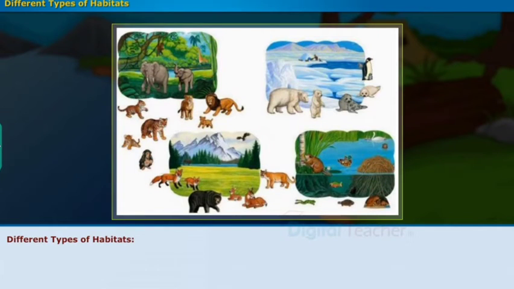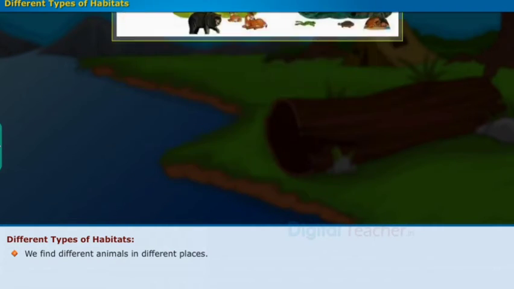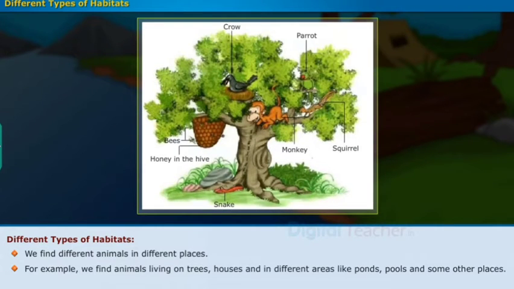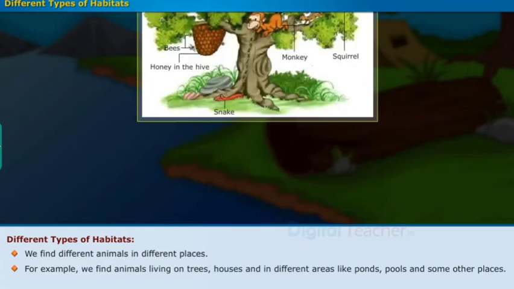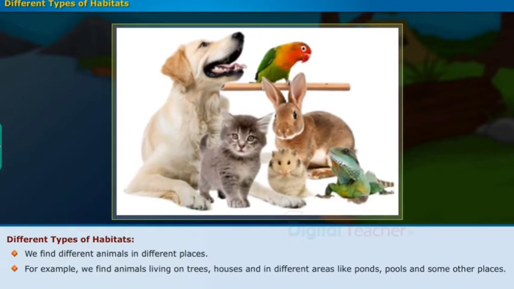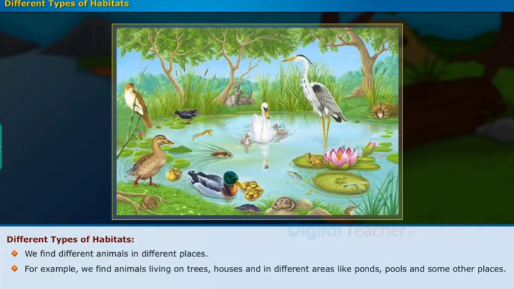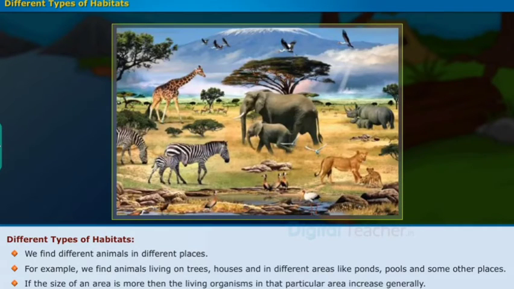Here, let us learn about different types of habitats. We find different animals in different places. For example, we find animals living on trees, houses, and in different areas like ponds, pools, and some other places. If the size of an area is more, then the living organisms in that particular area generally increase.